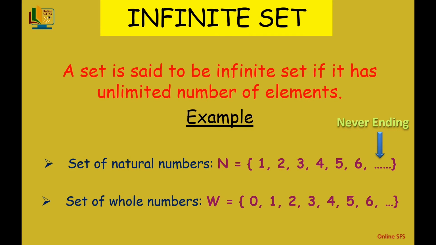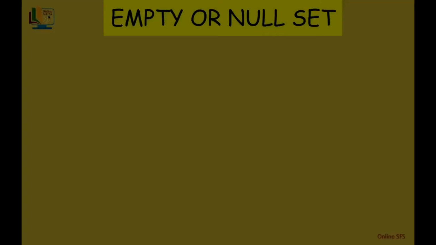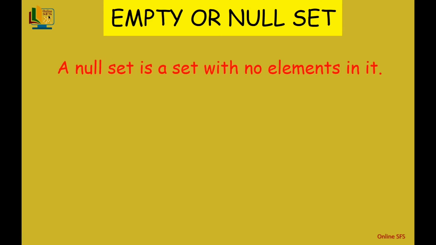To show that a set has infinite elements, we write down its first few elements and then make dots as shown here. This indicates that it is an infinite set with unlimited number of elements. Let's move on to the empty set or null set. A null set is a set with no elements in it.